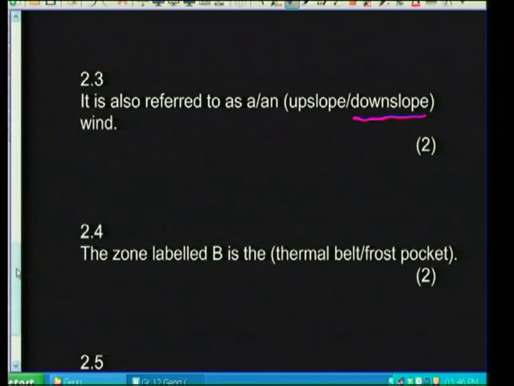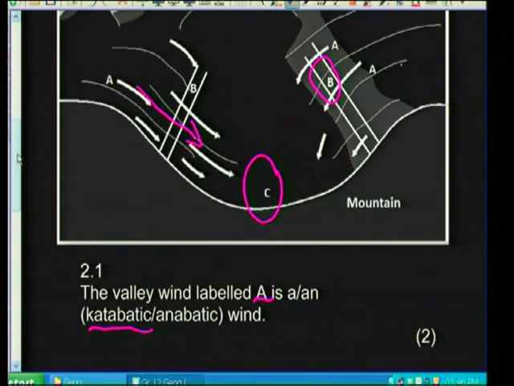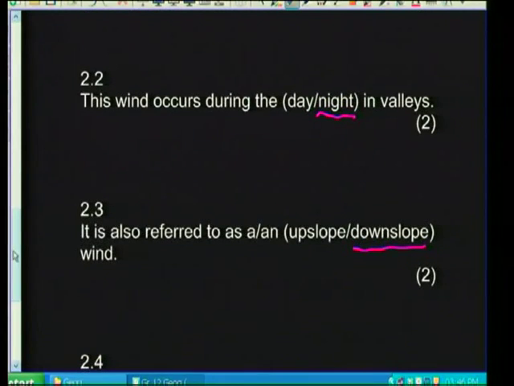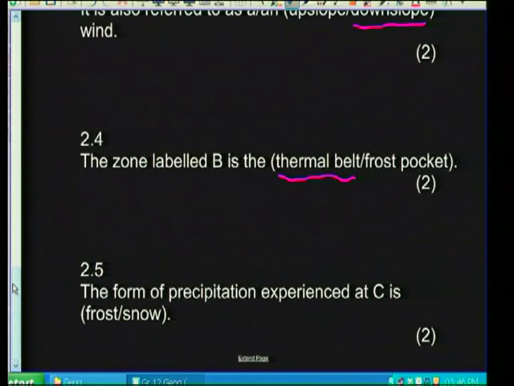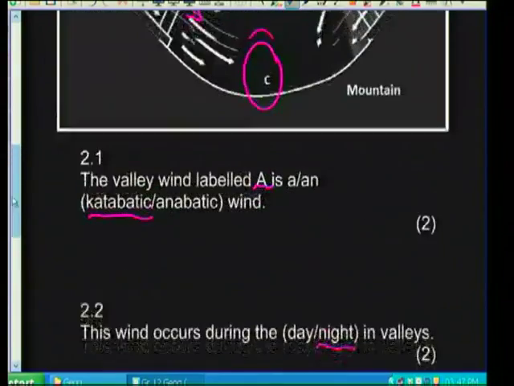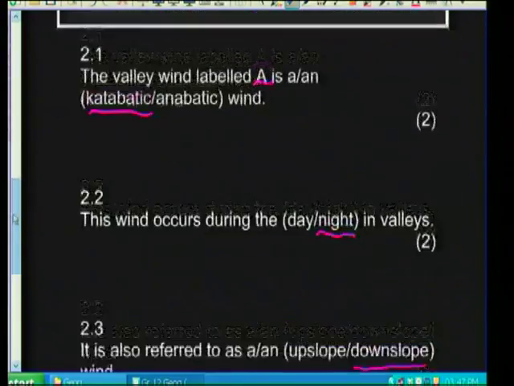Okay? The zone labeled B is the thermal belt or frost pocket. And we go up again, and very clearly it's found in the middle of the valley. And we know already, we worked it out already by studying the diagram, it's a thermal belt. Okay? And the last question on this one here, 2.5, the form of precipitation experienced at C is frost or snow. And we've learned already, we spoke about it by studying our work and looking at the diagram. We know sublimation occurring there. And of course, we've learned that frost occurs at the bottom of the valley itself.